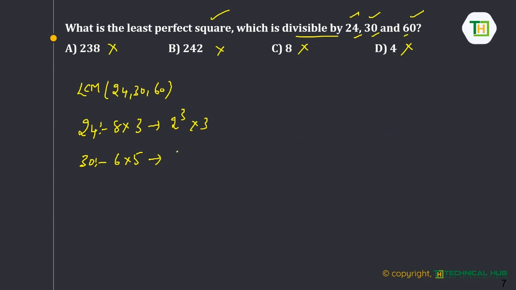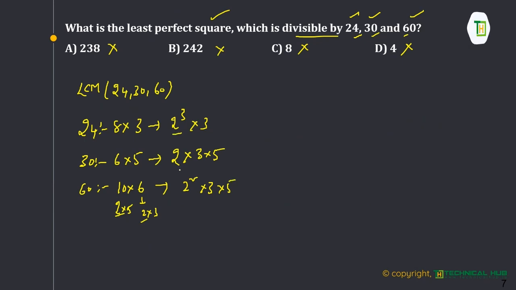So 6 is not a prime number, so 6 is 3 into 5. And next one, 60. 60 can be written as 10 into 6. But 10 and 6 are not prime numbers, so 10 can be written as 2 into 5, and 6 can be written as 2 into 3. So finally 2 square into 3 into 5. For LCM, take all prime numbers with the highest power. So 2 cube is the highest power, 3 is the highest power, and 5.